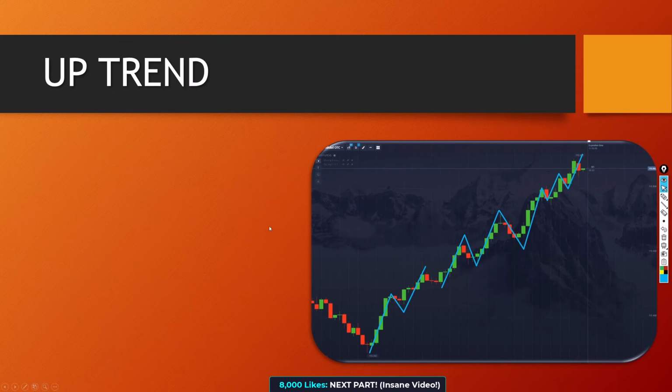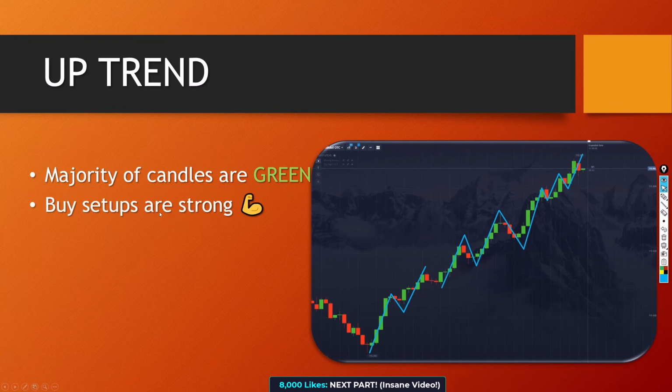Okay, and here's the characteristics of an uptrend. The majority of the candles are green. Buy setups are strong. This is very important. Okay, so you might have a sell setup in an uptrend and you take it confidently and you end up losing it, but you don't know why. If you zoom back, if you check the major and minor trend, you will see that you are against them. Okay, I will show you at the live chart. Don't worry about that. Okay, and another characteristic is the sell setups are weak.